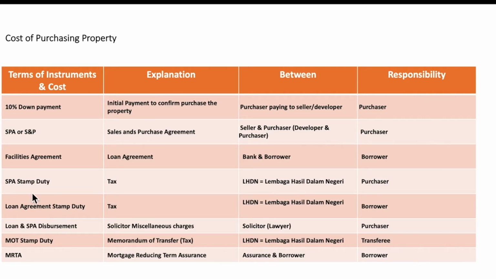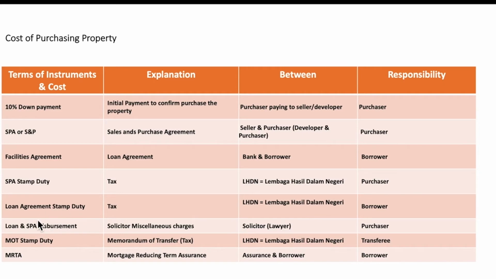So the loan agreement, you also have the stamp duty. Of course, this one will be much higher than the 10 ringgit per copy, because this involves money, borrowing money from the bank. So they will charge based on your loan amount. Later we will show a table on how much you need to pay. So loan agreement stamp duty is also a form of tax. You pay to the tax department, LHDN, and it is borne by the borrower, means the purchaser as well.